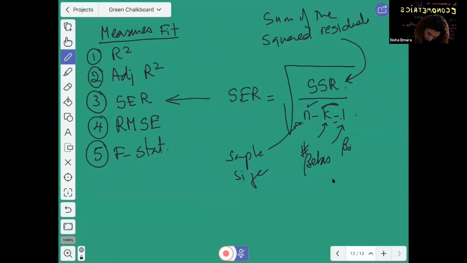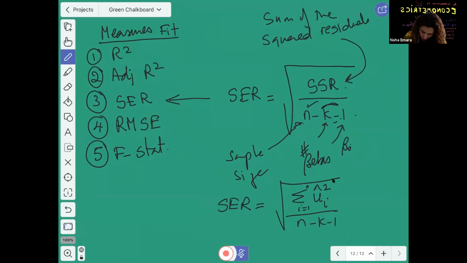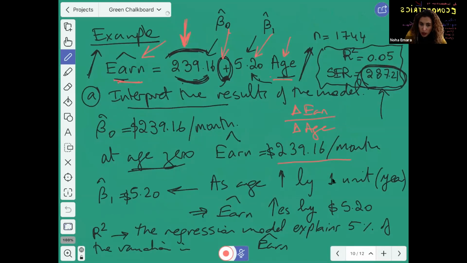You can write the SER, the standard error of the regression, as the square root of the sum of the squared errors over n minus k minus 1. And then when I have this information in the question, I have that SER is equal to 28721. How can I make sense out of this? I actually need the square root of the sum of the squared errors to be as small as possible. I want this number to be 0. I don't have it here 0, so I'm trying to figure out how bad is this number.